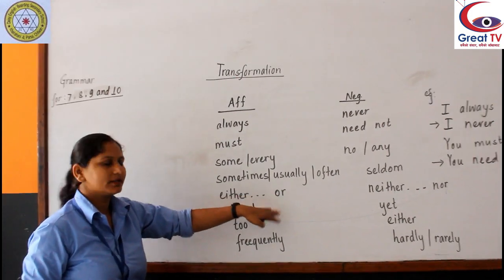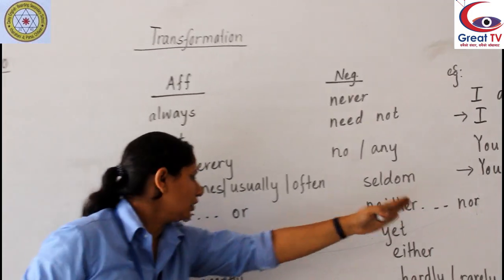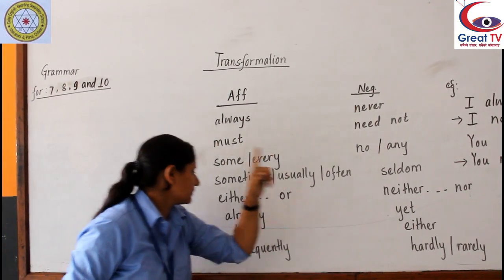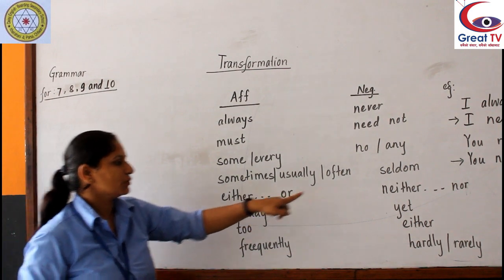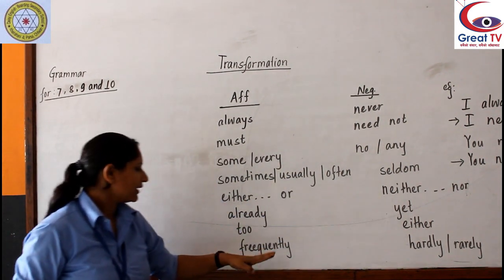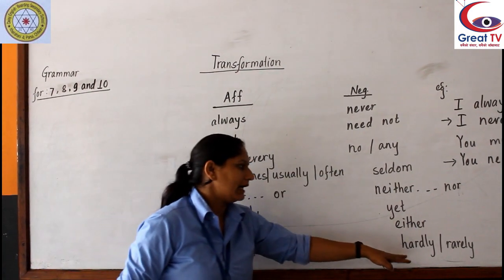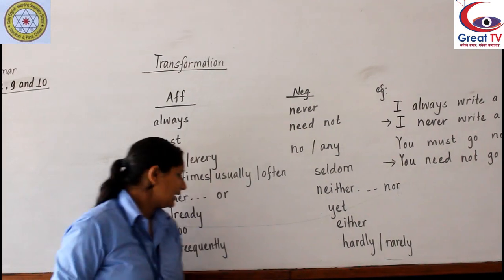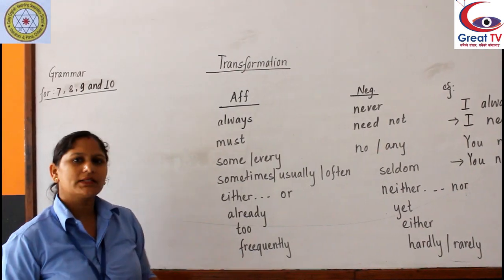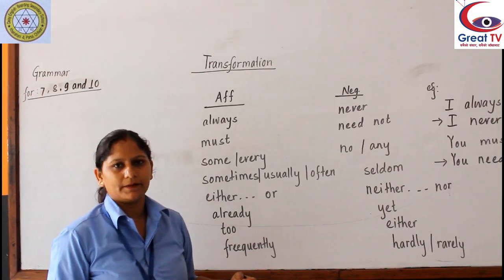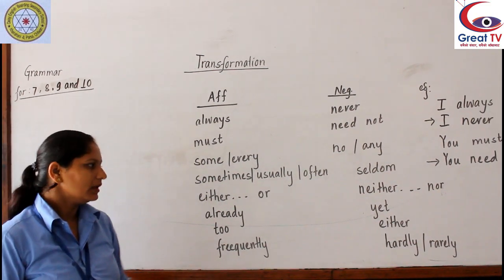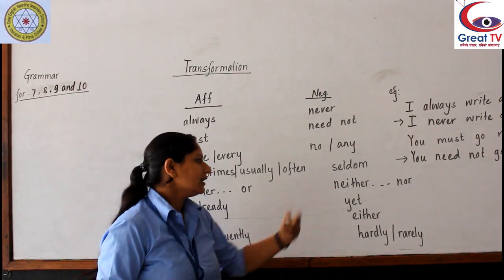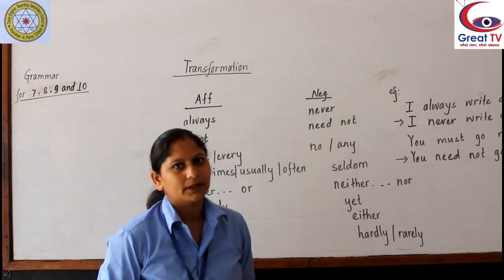Either or changes to neither nor. Already changes to yet. Too changes to either. Frequently changes to hardly or rarely. I frequently visit my mama's home changes to I hardly visit my mama's home, or I rarely visit my mama's home.